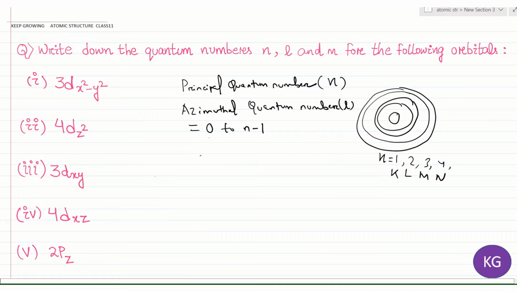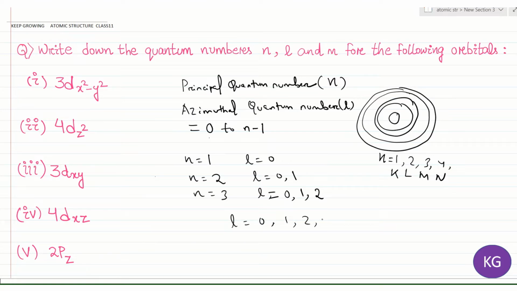So for n equal to 1, l is equal to 0. For n equal to 2, l is equal to 0, 1. For n equal to 3, l is equal to 0, 1, 2, like this. And their representation, for l equal to 0, 1, 2, 3, 4, like this.